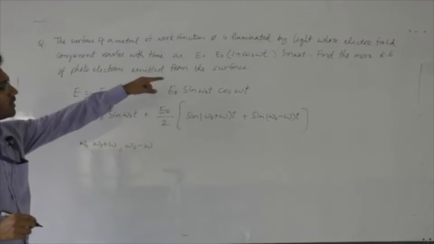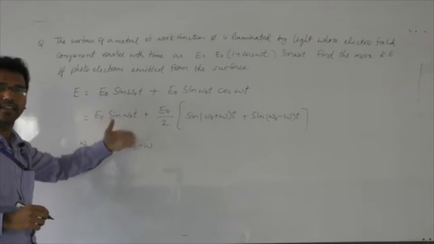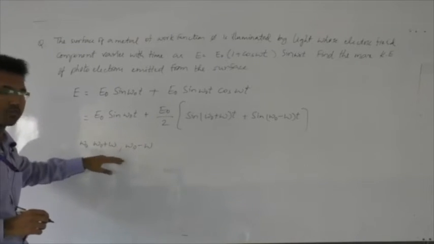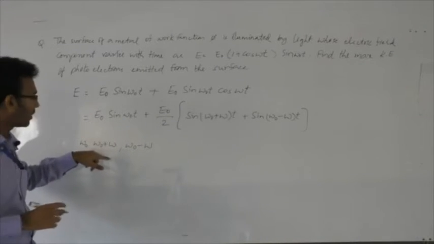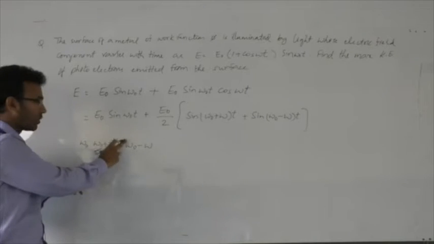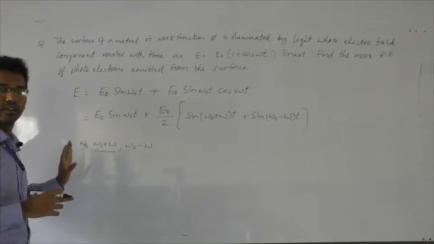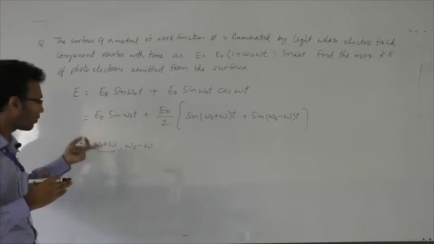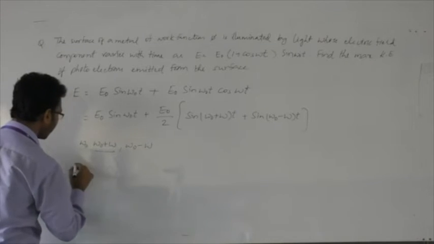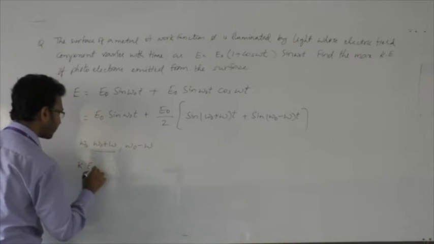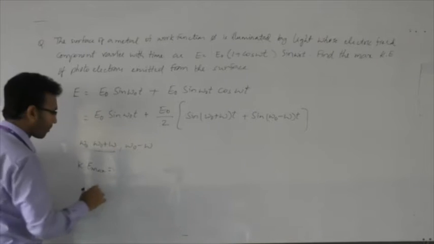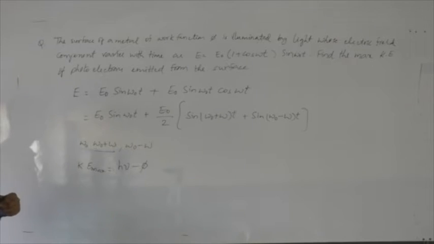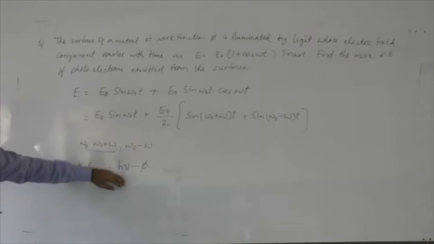Now I told that the maximum Ke, the kinetic energy, will be more when the frequency is more. You know, out of these 3 frequencies, which frequency is higher? Of course it is omega naught plus omega, because the other values will be lesser than this. So maximum kinetic energy of the ejected electrons will be because of this frequency. So now you write the equation. What is the equation? Ke max is h nu minus phi.